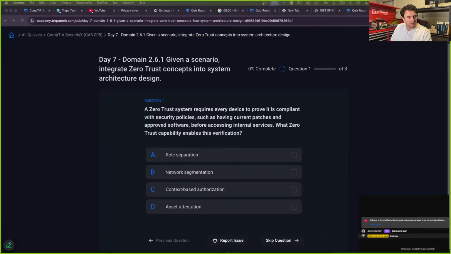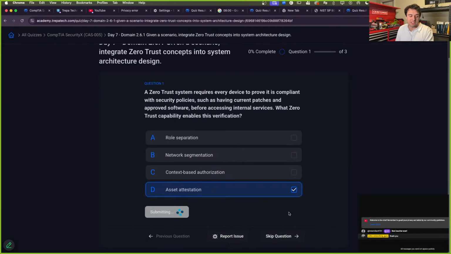All right, question 1. A zero trust system requires every device to prove it is compliant with security policies, such as having current patches and approved software, before accessing internal services. What zero trust capability enables this verification? I'm thinking C or D already. Let me open up your chat, sorry. It says device, so that's why I'm going more D. Requires every device to prove it is compliant. Yeah, compliant. So when we're proving compliance from our laptops, our mobile devices, our computers, that's attestation. I don't even know if I'm saying that right. But yeah, that's D.